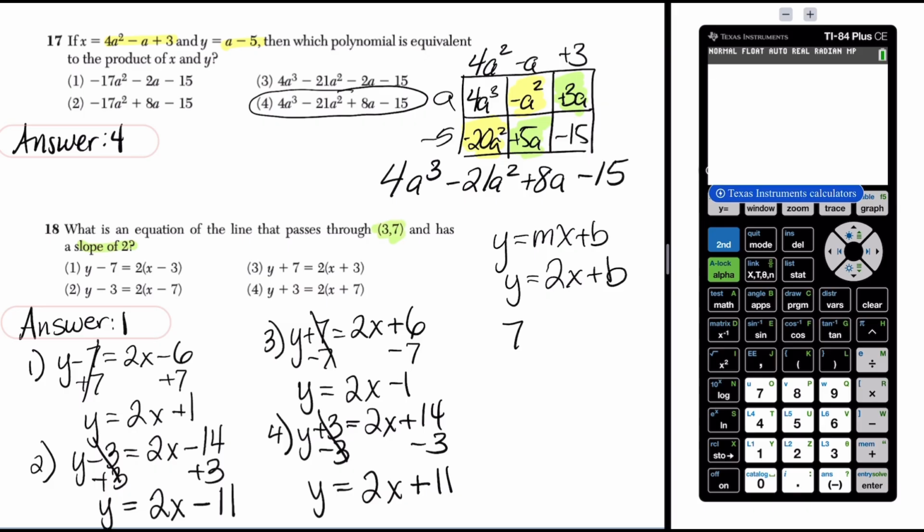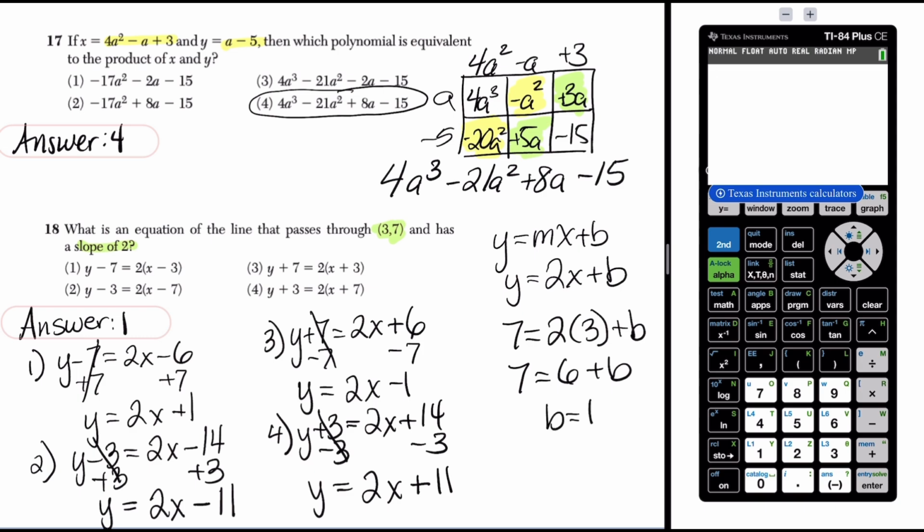So 7 is equal to 2 times 3 plus b. This way we can solve for b. So 7 is equal to 6 plus b. That means b has to equal 1, because 6 plus 1 is equal to 7.